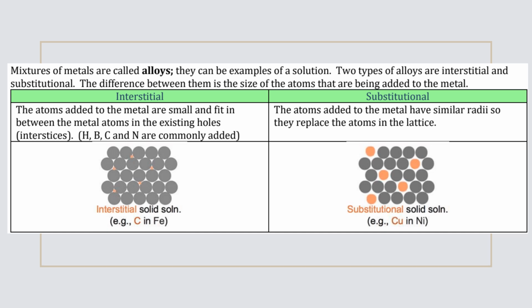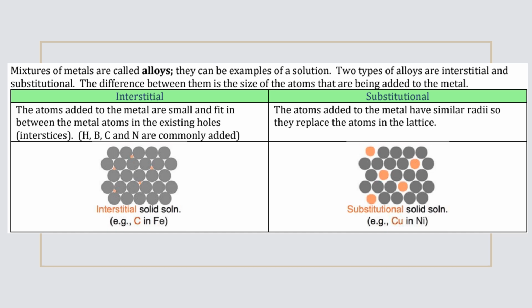You can see we have carbon and iron. This is an interstitial solid solution. You can tell that it's interstitial, like the idea of inter, between, so they are all in between each of the metal ions.